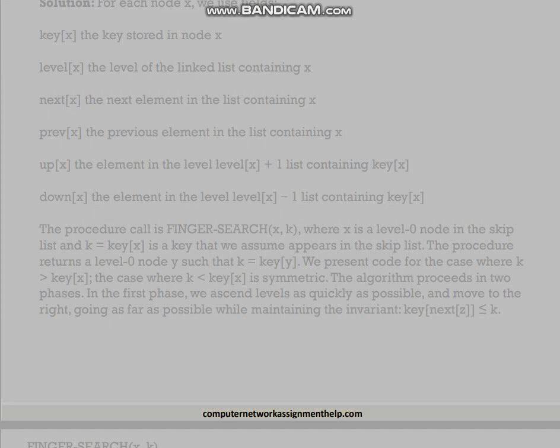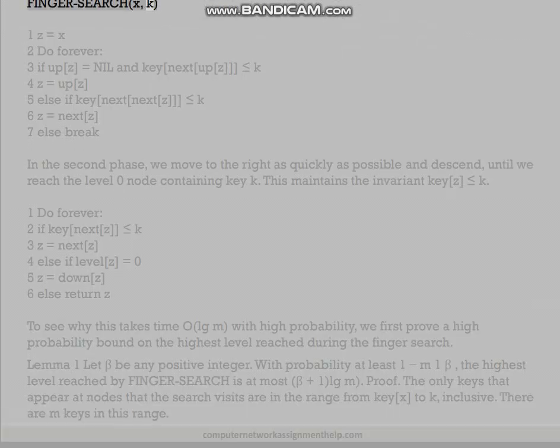Finger search(x, k). 1 z equals x. 2 do forever. 3 if up[z] is not nil and key[next[up[z]]] is less than or equal to k, 4 z equals up[z]. 5 else if key[next[z]] is less than or equal to k, 6 z equals next[z]. 7 else break.